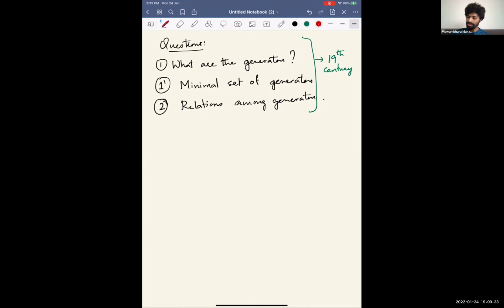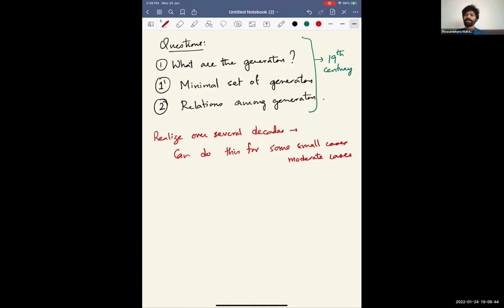So you realize over several decades that you can do this for small cases, you can do this for some small cases, and I would also like to say some moderate cases, although everything is small if you're a complexity theorist. And then you also realize that it's pretty difficult to do it in general. And you start wondering why.